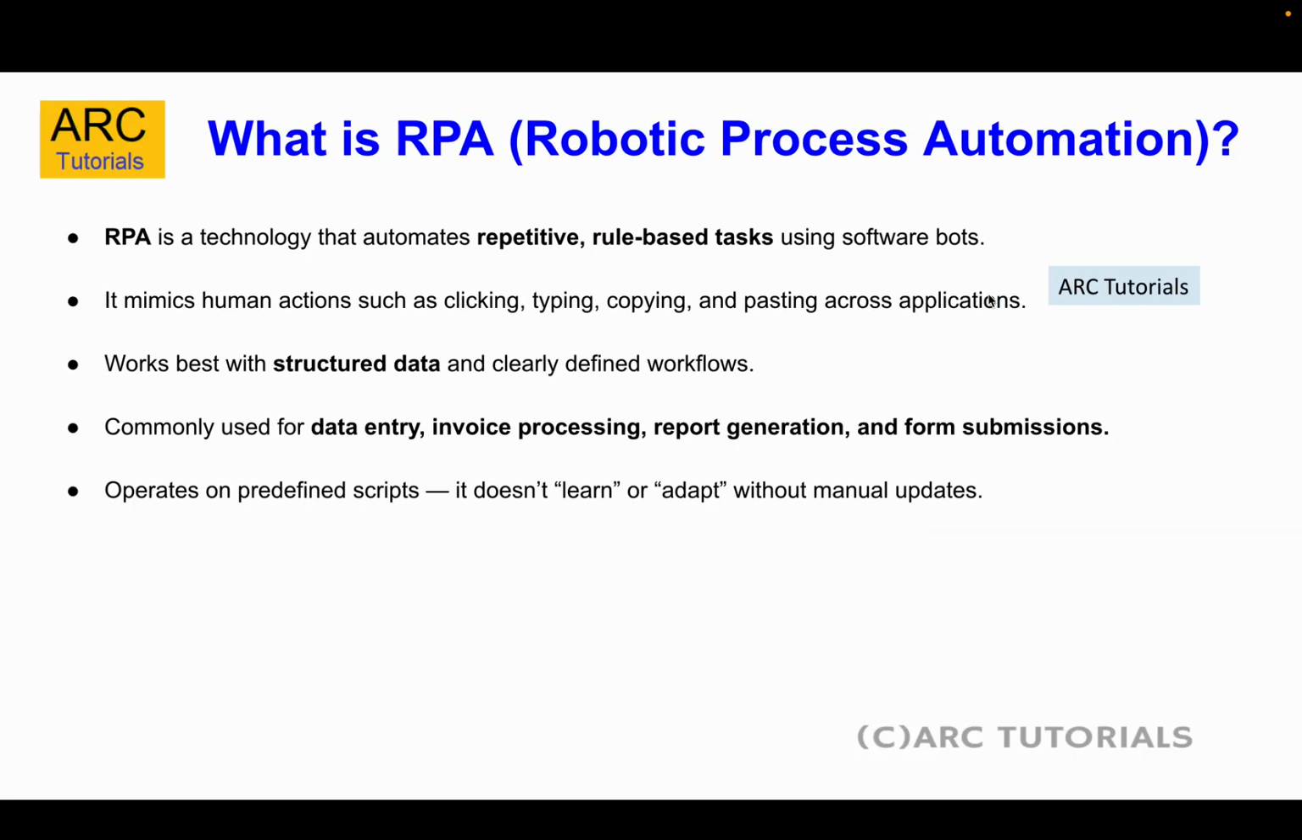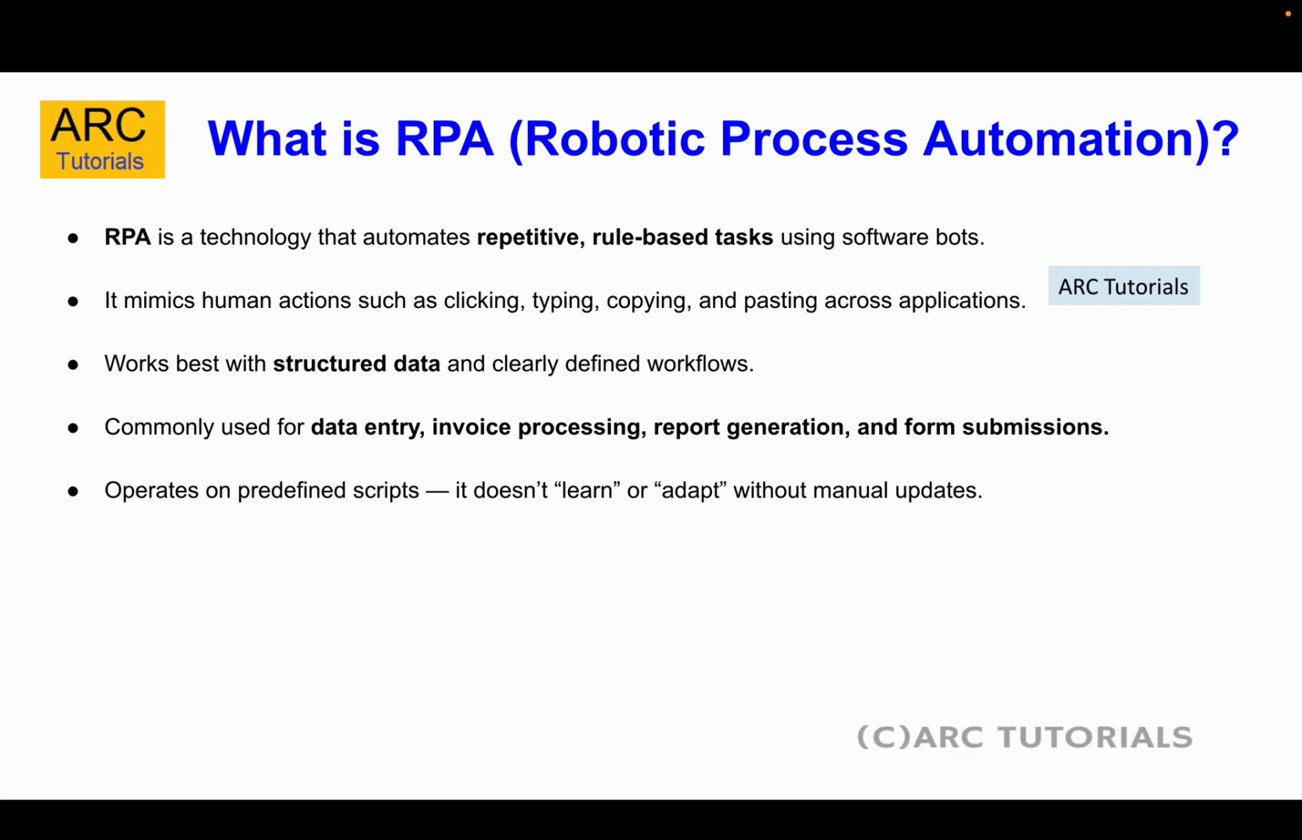Let's get started. Before we start with the comparison, let me quickly give you an overview of what exactly is an RPA, which is robotic process automation. RPA is a technology that automates repetitive rule-based tasks using software bots. It mimics human actions like clicking, typing, copying, pasting, etc. It works best when the data is structured and the workflows are clearly defined. Oftentimes, you can see that large enterprises will use it to automate data entry, invoice processing, tax PDF reading, calculations, report generation, form submissions, etc.